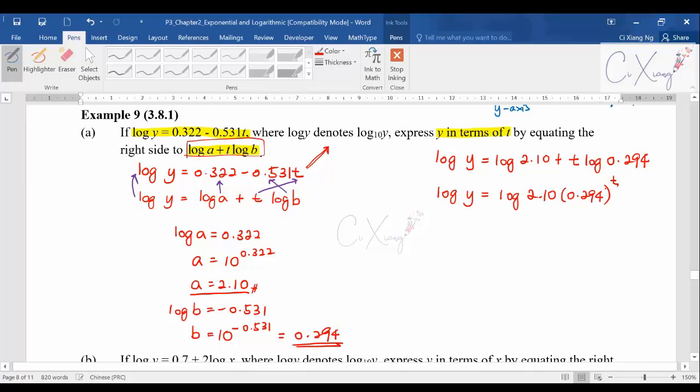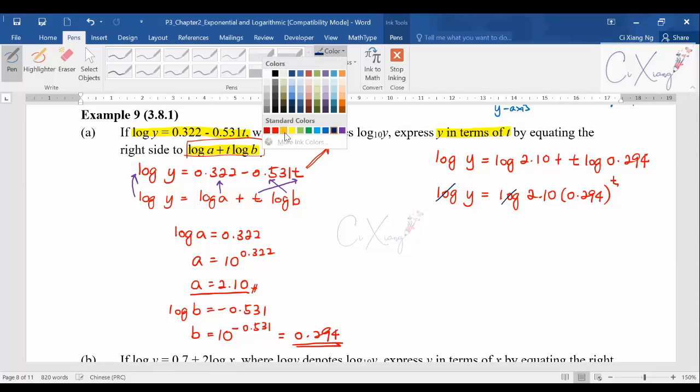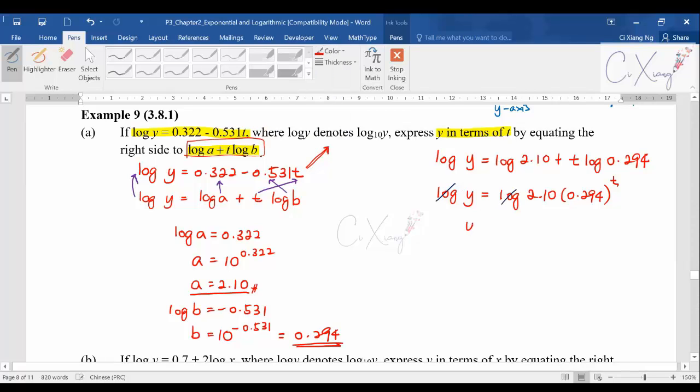And after that, you apply the property of the logarithmic law to combine them. Okay, so when you combine them, left hand side got only one log, right hand side got only one log, then you can straight away cancel it. And what do you have here? You will have y equals 2.10, 0.294 power t. So this is actually the original equation.